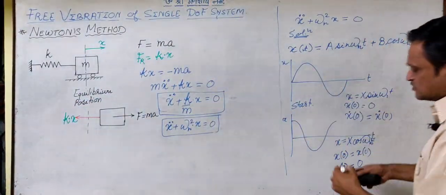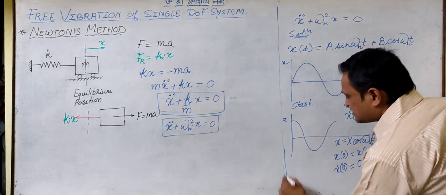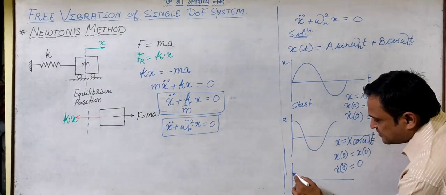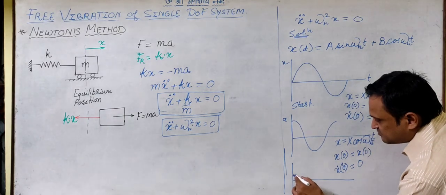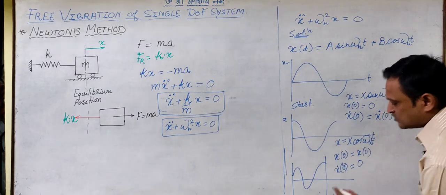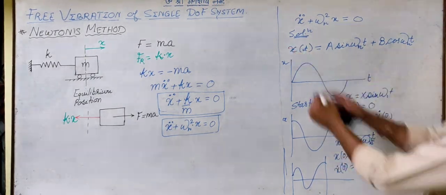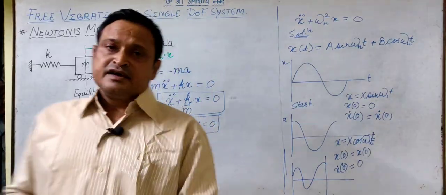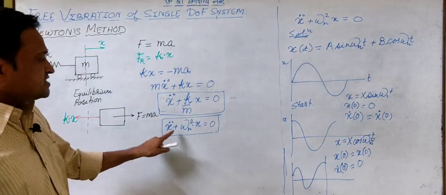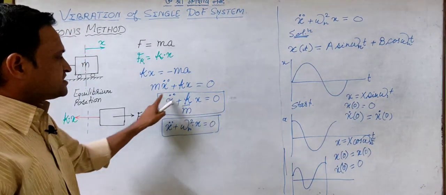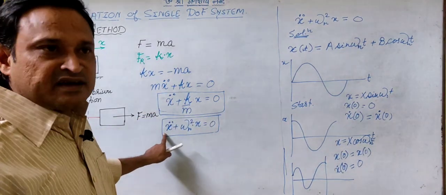And a third possible solution can be the combination of these two. If I show that graph, it will be something like this, and this will then be this equation. So anyway, if we see the solution of this equation, we are getting the equation of motion of this system as a harmonic equation.